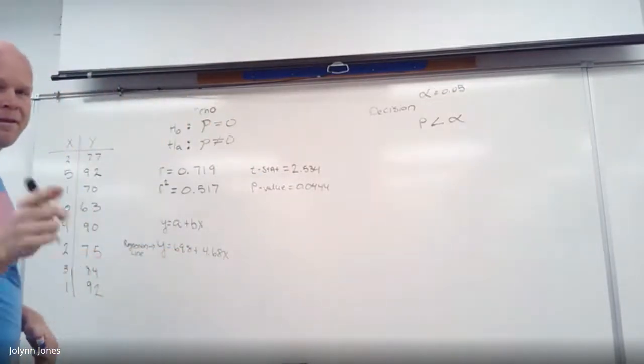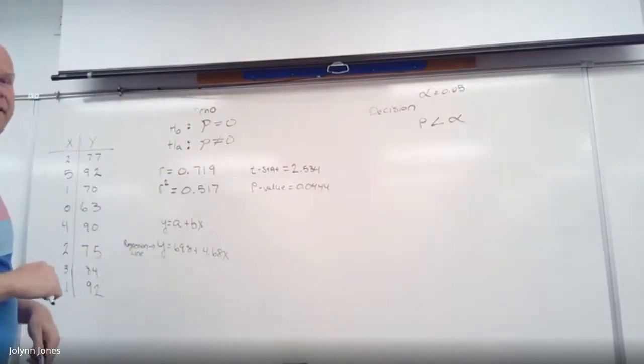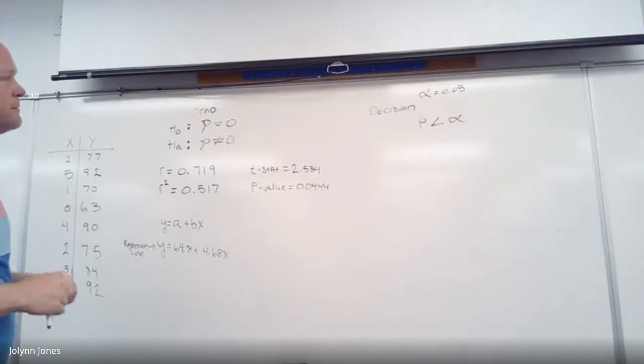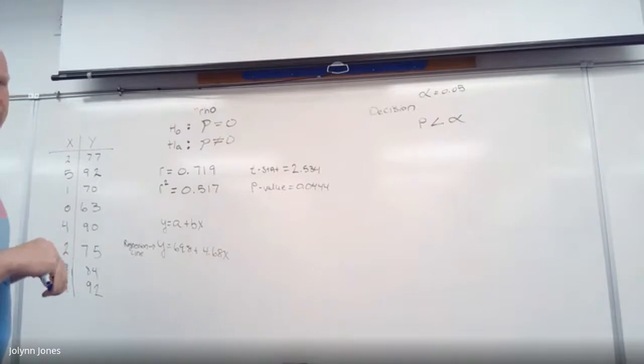Type it into the text box. What's the decision when p is less than alpha? This applies the same rules it's been since chapter 9.